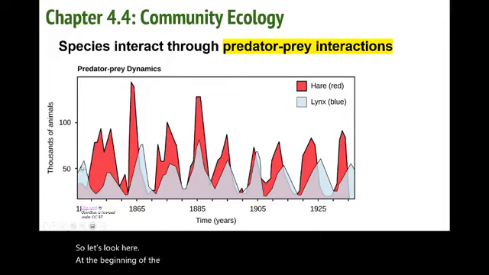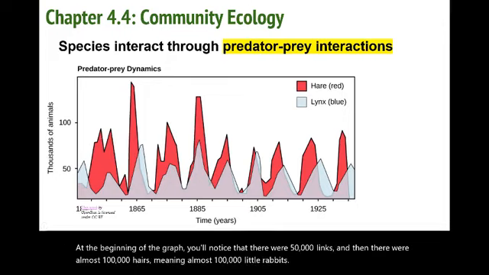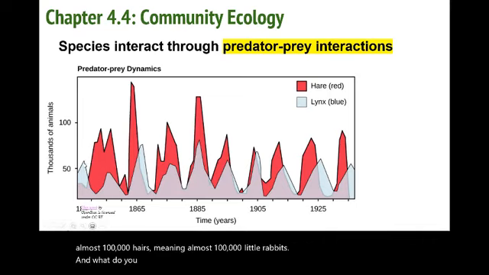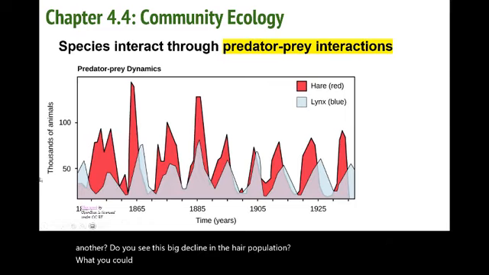You'll notice that there were 50,000 lynx, and then there were almost 100,000 hares, meaning almost 100,000 little rabbits. What do you notice started to happen when the hare and the lynx interacted with one another? Do you see this big decline in the hare population? What you could assume is that these lynx ate them, right? They were the predators, and so they declined the hare population.